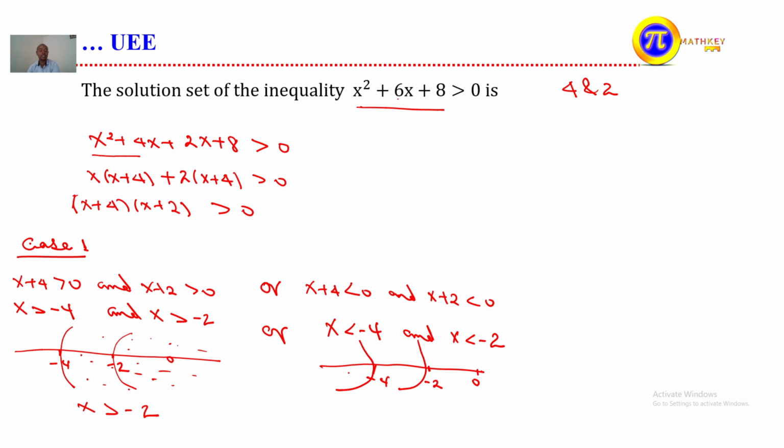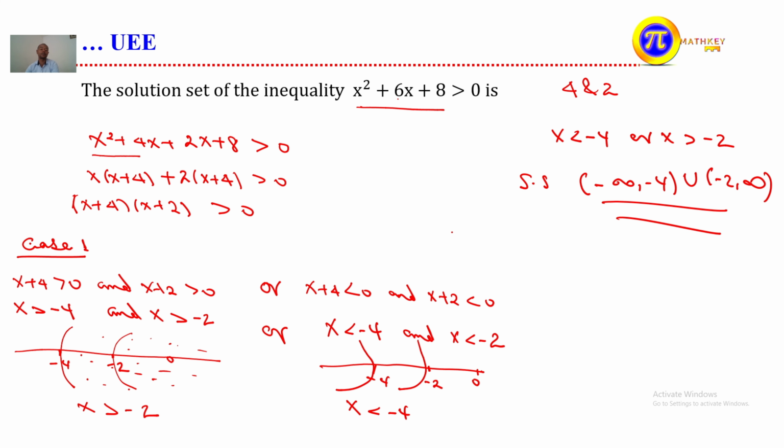So the common region that we have is x less than negative 4 or x greater than negative 2. This is the solution. If you want to put this using interval, the solution set for this is negative infinity to negative 4, union, or means union, negative 2 to positive infinity. So this is the solution set for this problem.